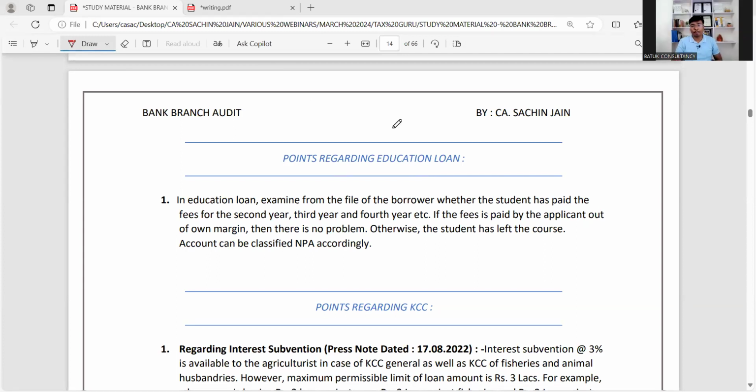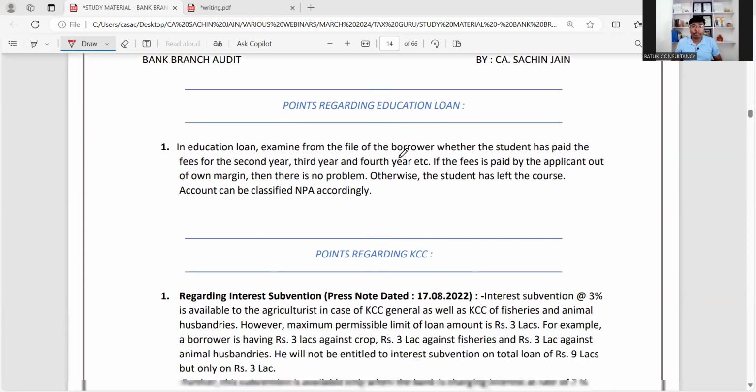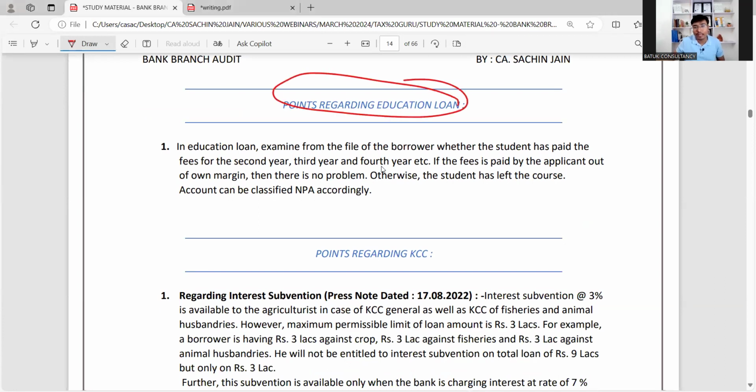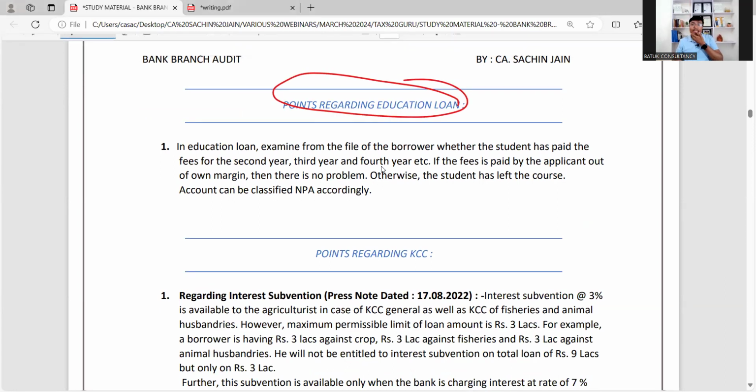Okay, so points regarding the education loan. When you check a file related to an education loan, the most important thing we verify is the further loan installments, and the further fees payment. So in an education loan, examine from the borrower's file whether the student has paid the fees for the second year or not, third year, fourth year, etc.